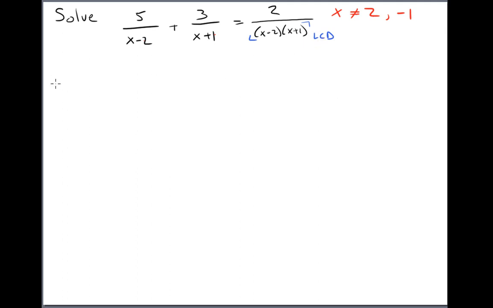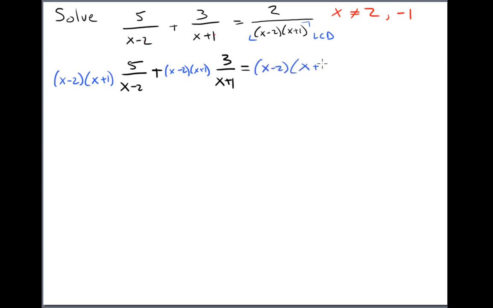I'm going to multiply everything by that least common denominator. So I'm going to have x minus 2 times x plus 1 times 5 divided by x minus 2, plus x minus 2 times x plus 1 times 3 divided by x plus 1, and that's going to be equal to x minus 2 times x plus 1 times the quantity here, x minus 2 and x plus 1 go in the denominator, and our numerator was 2.